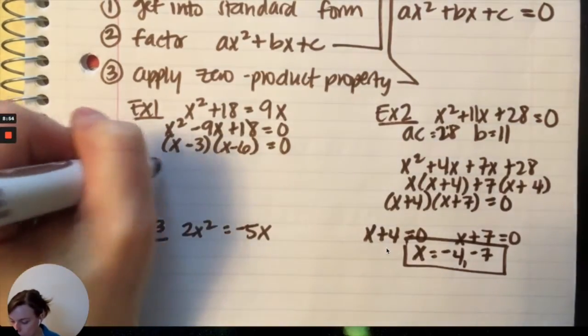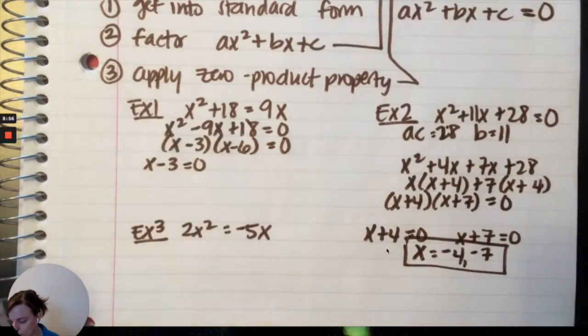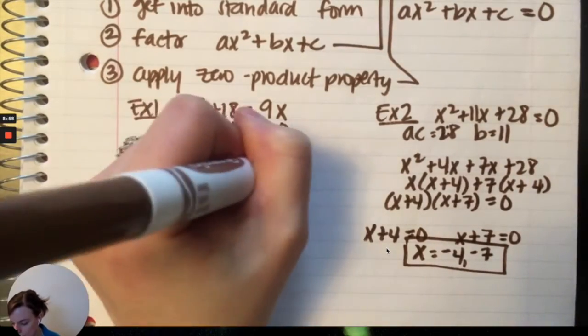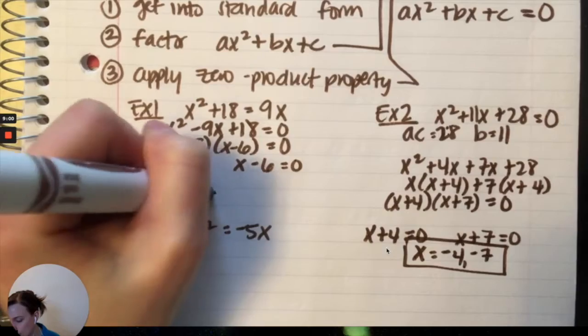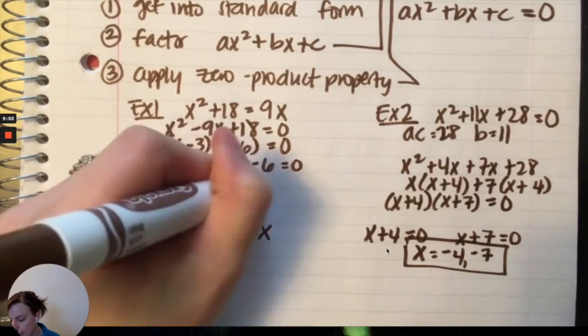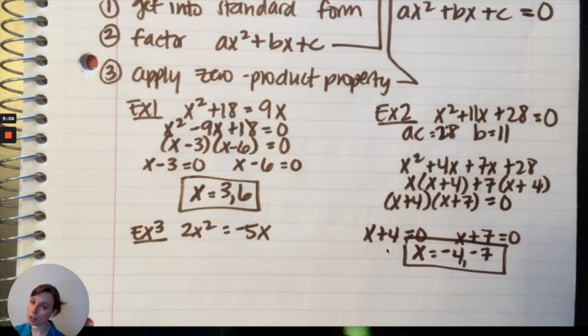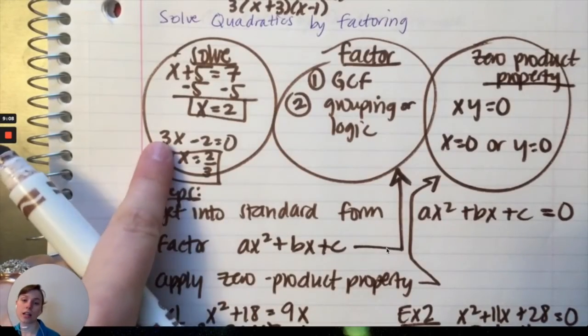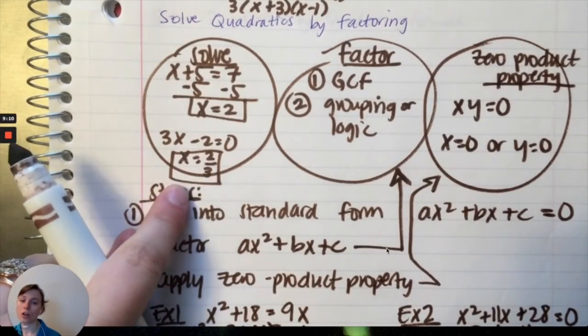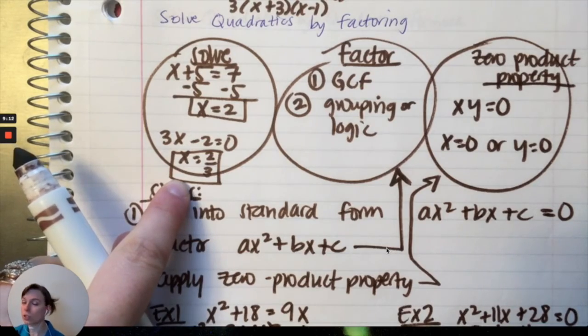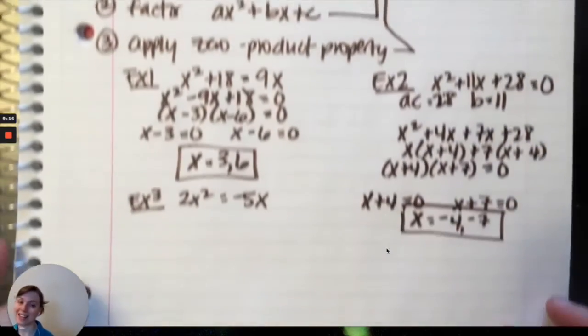So that means I have 2 equations to solve. I have x minus 3 equals 0, x minus 6 equals 0, so x equals 3 and 6. It's not always this nice with whole numbers. Sometimes you will get fractions, so be prepared for a factor like 3x minus 2, where your x-intercept will be at a fraction. So that is possible. This is not always nice whole numbers.